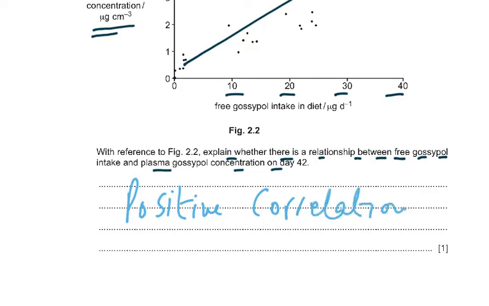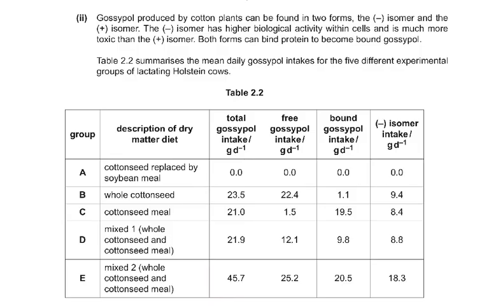Or you could have said as free Gossypol intake increases, plasma Gossypol concentration increases. Then coming to part 2 of the question, Gossypol produced by cotton plants can be found in two forms, the negative isomer and the positive isomer. The negative isomer has higher biological activity within cells and is much more toxic than the positive isomer. So the negative isomer is much more toxic. Both forms can bind protein to become bound Gossypol.